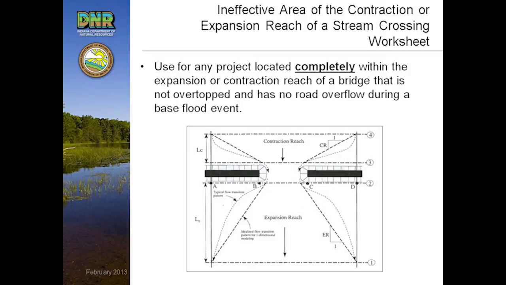Ineffective area of the contraction or expansion reach of a stream crossing. This method is used for any project located completely within the expansion or contraction reach of a bridge that is not overtopped or has no road overflow during a base flood event. If your project is located near a bridge, you may want to take a look at this approach.